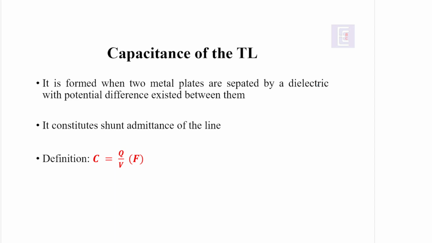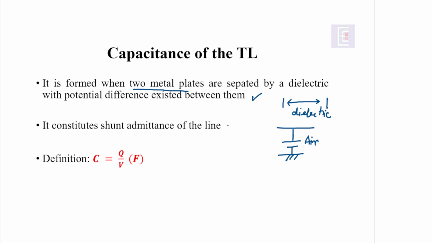You know, a capacitance is formed when two metal plates are separated by a distance, and this gap should be filled with a dielectric. Now the transmission line is a perfect example of a capacitor. If this is the conductor and this is the ground, in between a capacitance must be formed, because in between air is there and air is acting as a dielectric.